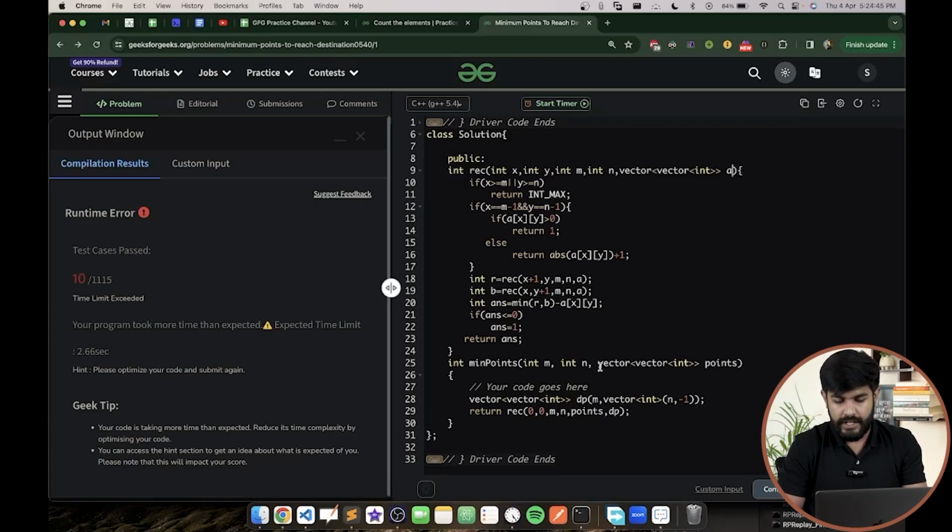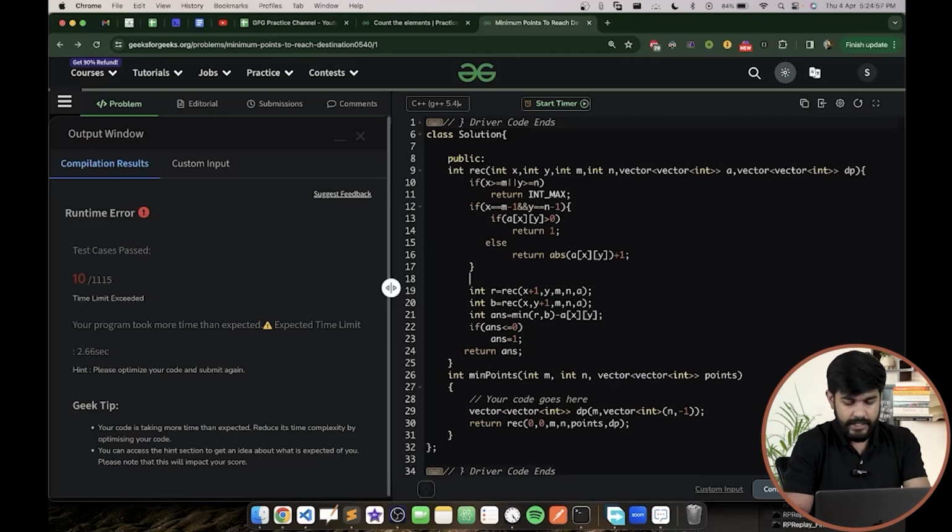Now here I need to just have the same thing again, but this time the name would be DP. Now just after the base case, write the statement: if dp of x y is not equal to -1, that is, if the value is -1, it indicates the value is not cached. And if the value is not -1, it indicates that the value is cached. So if the value is cached, return the cached value, that is dp of x and y.